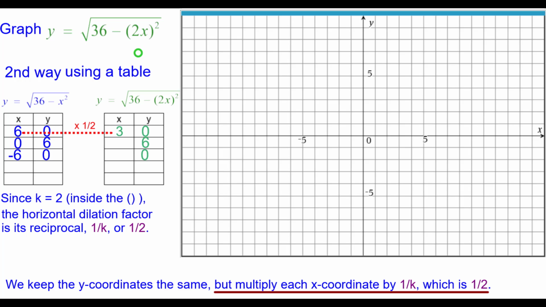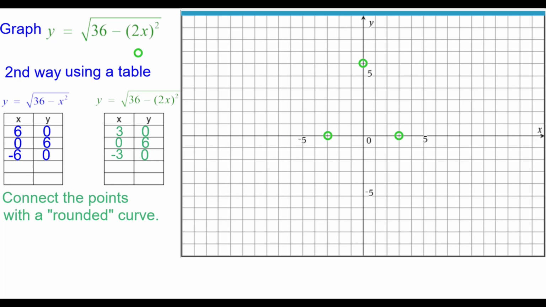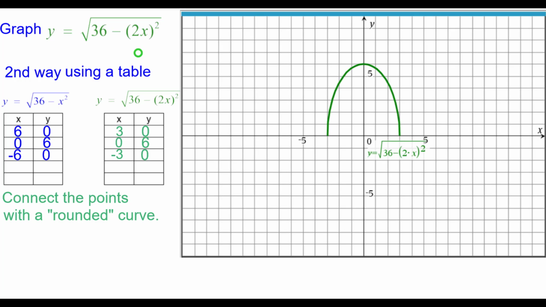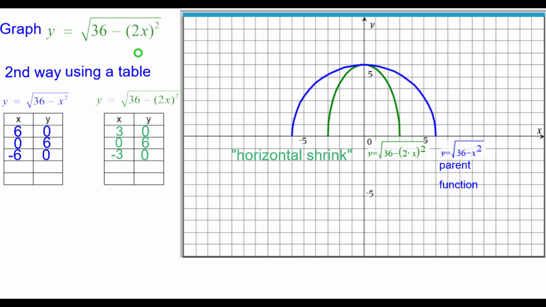For example, 6 times 1/2 is 3, so we plot 3 comma 0. 0 times 1/2 is still 0, so 0 comma 6. And 1/2 of negative 6 is negative 3 comma 0. Connect the points with a rounded curve. And we'll compare this to the parent function. And you can see again that from blue to green is a horizontal shrink.